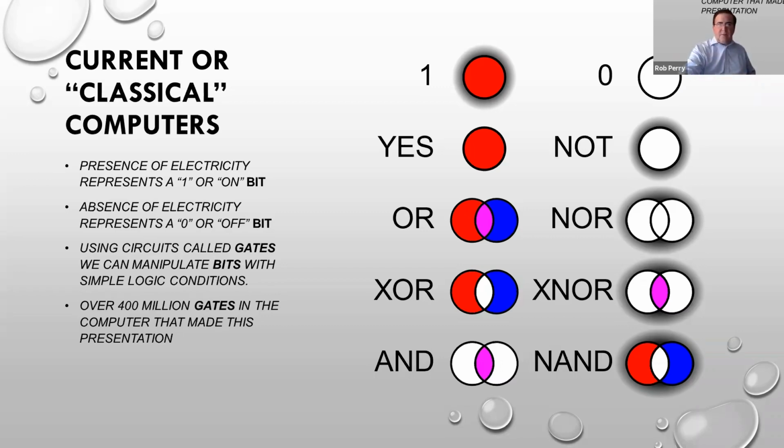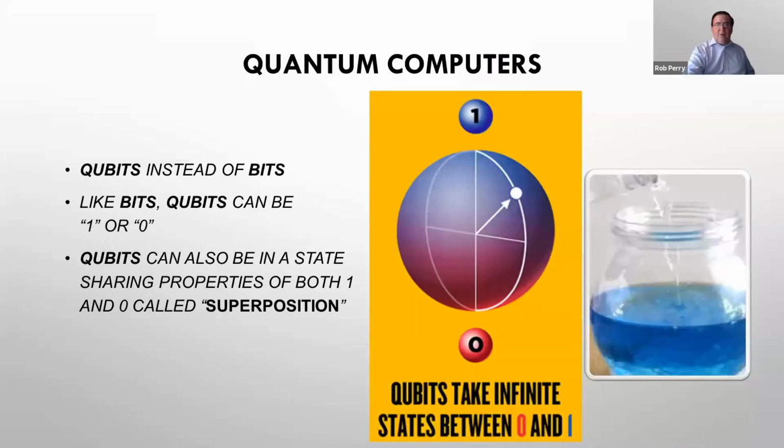So now let me move to what is quantum. Let's contrast it with quantum computers. So quantum computers don't use bits, they use qubits. Very similar in some ways, but radically different in others. So let me explain the qubit.